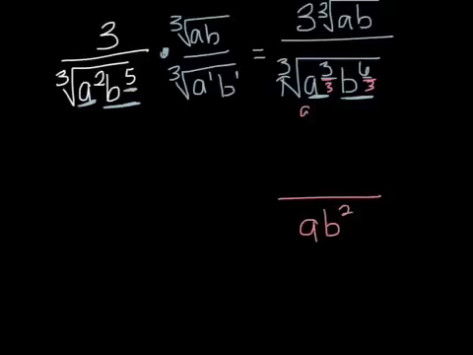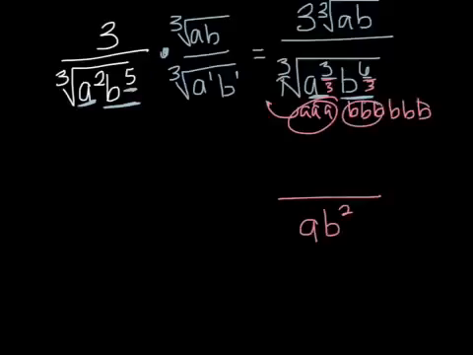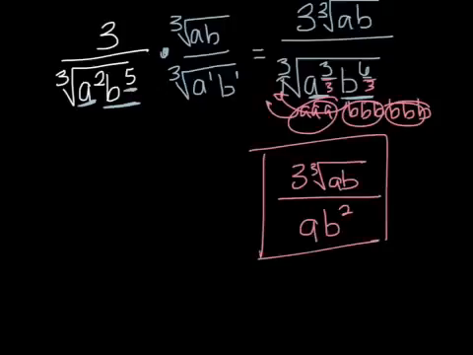So again, let's look at it. I have a to the third, and b to the sixth. So what comes out? 1 group of a's and 2 groups of b's. And on the top, I'm left with 3 and the third root of ab. And there's my final answer.